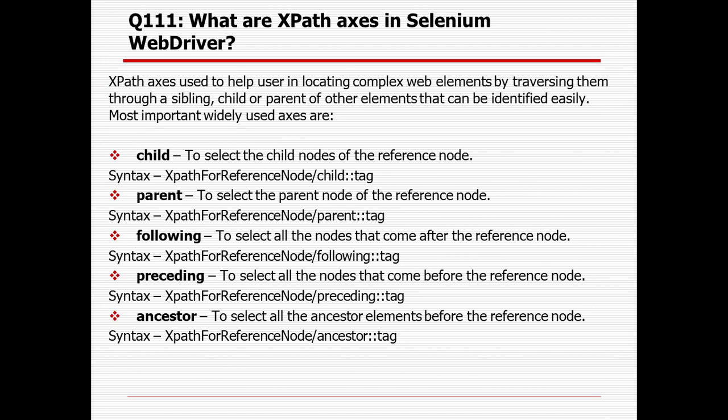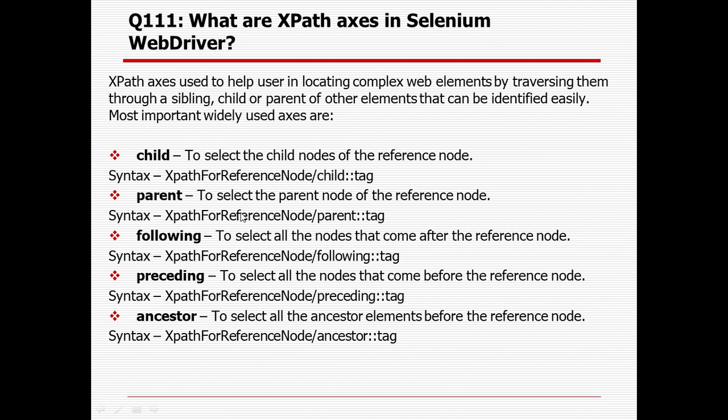What are the XPath axes available in Selenium WebDriver? XPath axes help the user locate complex web elements by traversing through a sibling, child, parent, or grandparent of another element that can be identified easily. There are a lot of axes, but I have listed the most commonly used ones here. Child, first one, selects the child node of the reference node. If the parent already exists and you have created the XPath, whenever you want to traverse from the parent to the child, you use the syntax: XPath for the reference node, then child and the tag name.